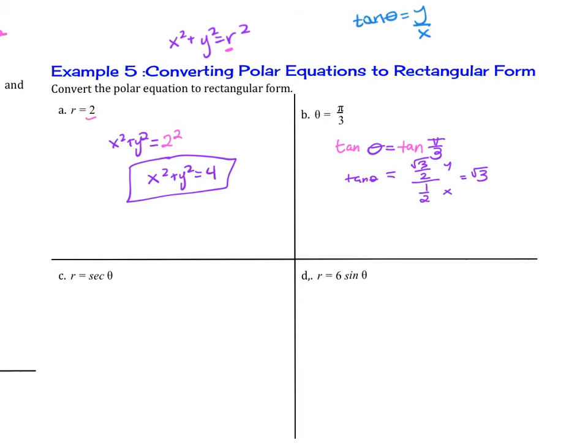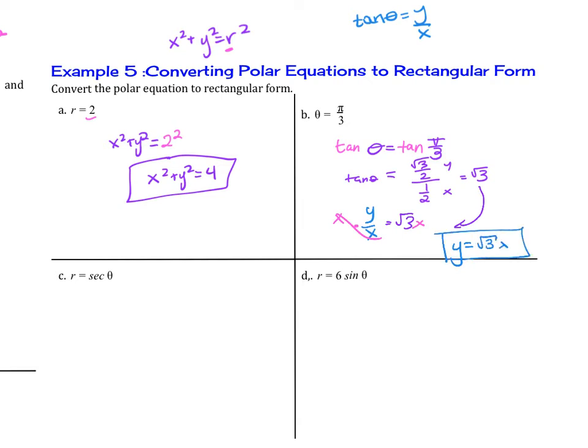Now we also know tangent of theta. What does tangent of theta equal? Remember that tangent of theta equals y over x. So I'm going to change this tangent of theta to y over x. So I have y over x, and then the answer that we got here, which is root 3. And then now, all we have to do is multiply both sides by x. So our rectangular equation is y equals square root of 3 times x.